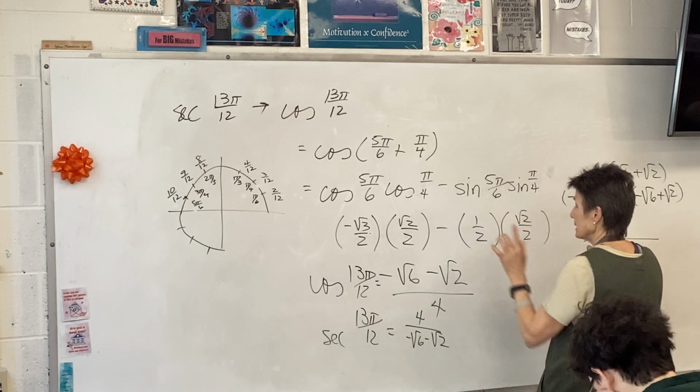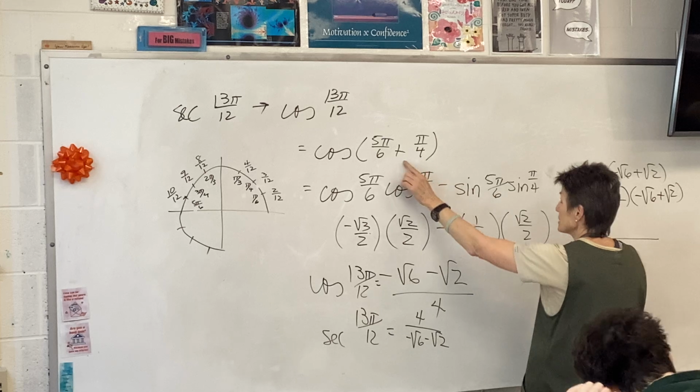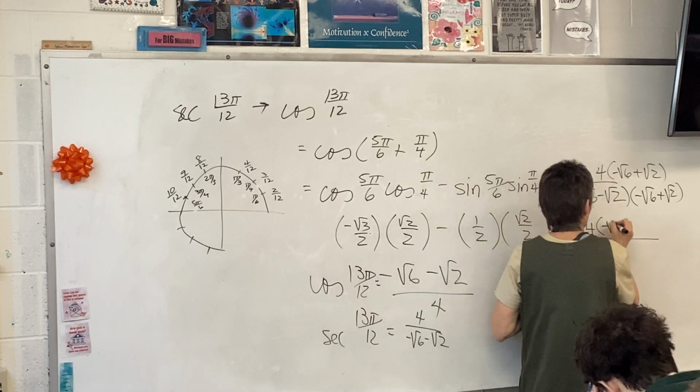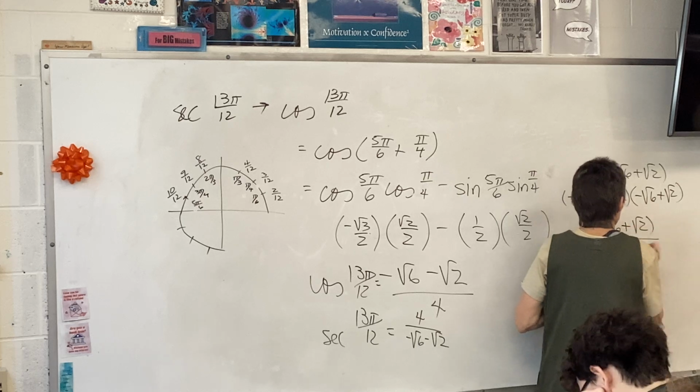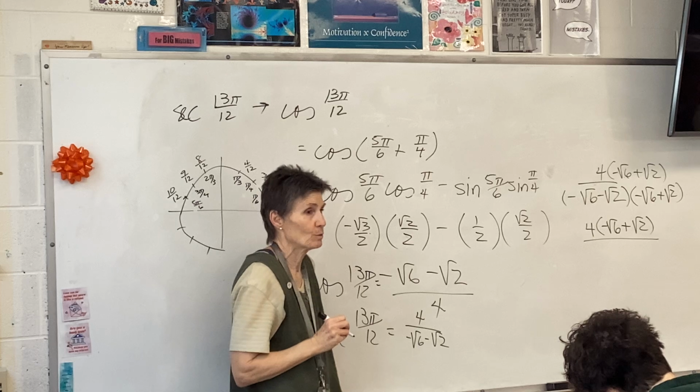Where? Here? Yeah. That's a formula. Gotta know your formula, even if it's added. For cosine, yeah, for cosine it's the opposite. Okay. Now, what happens when you FOIL out the bottom?